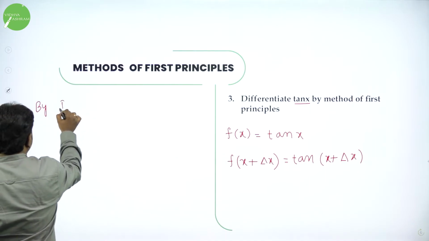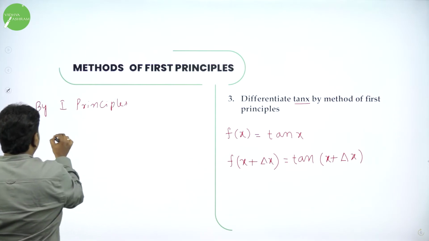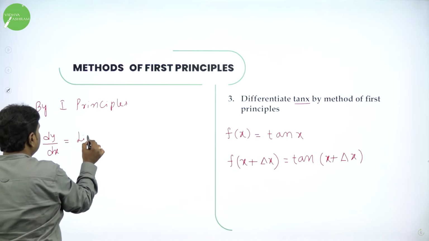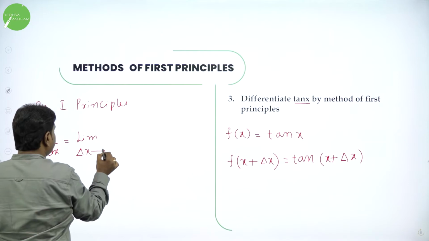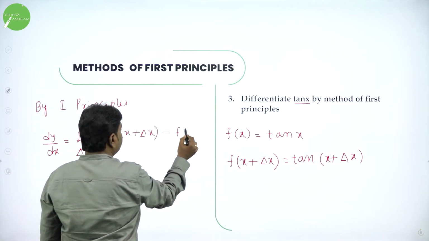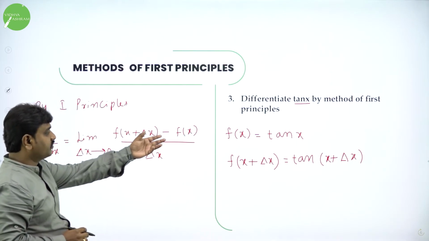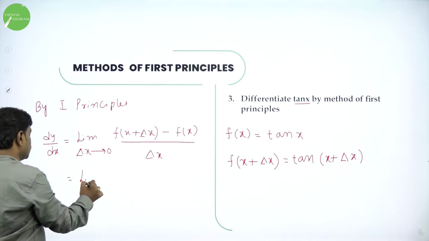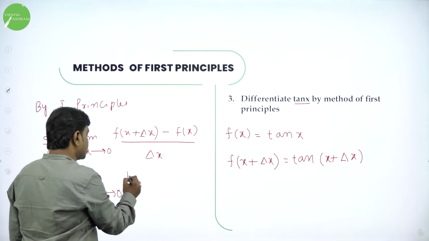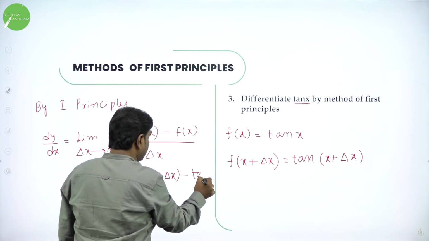By the method of first principles, what is the formula? By first principles, all of you know, dy by dx is equal to limit delta x tends to 0 of f of x plus delta x minus f of x, divided by what? Delta x. So now what are you supposed to do? In the place of f of x, substitute the function. So limit delta x tends to 0 of f of x plus delta x, which means tan of x plus delta x, minus tan x, divided by delta x.